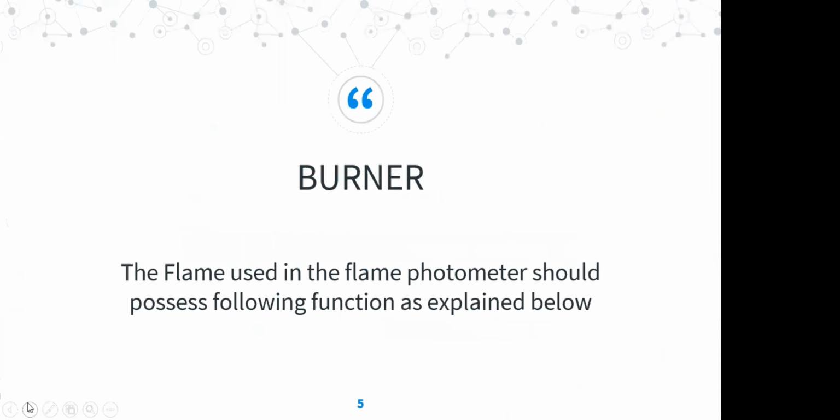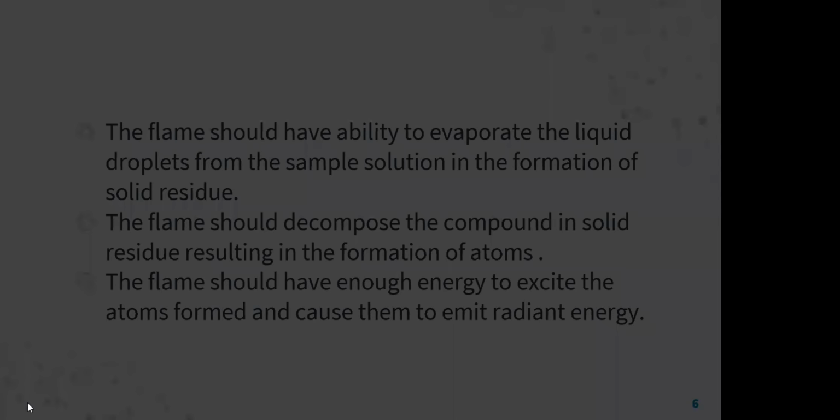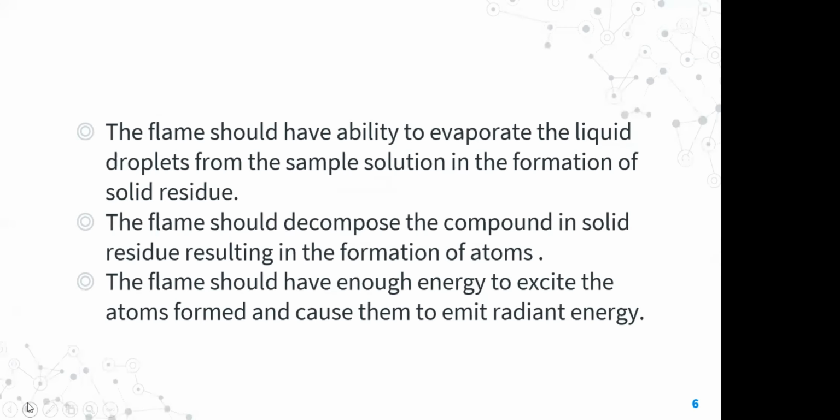Now, what is a burner? The flame used in the flame photometer should possess the following functions as explained below. The flame, or the burner we require, must have the properties as shown below. The flame should have the ability to evaporate the liquid droplets from the sample solution, forming solid residue. The flame should decompose the compound in the solid residue, resulting in the formation of atoms. The flame should have enough energy to excite the atoms formed and cause them to emit radiation energy. Means when the atoms are excited and then de-excite, they should come back to their original stable state while emitting the energy.